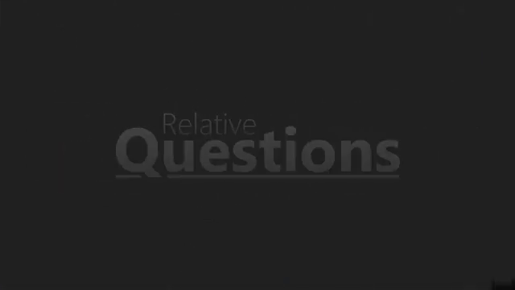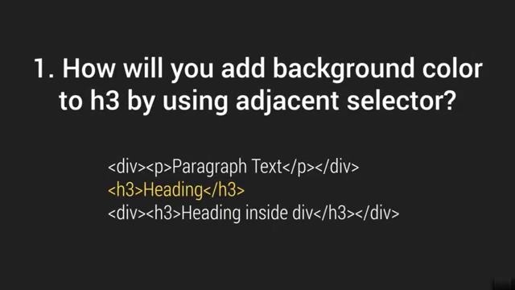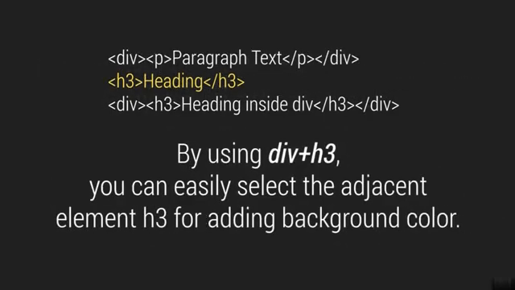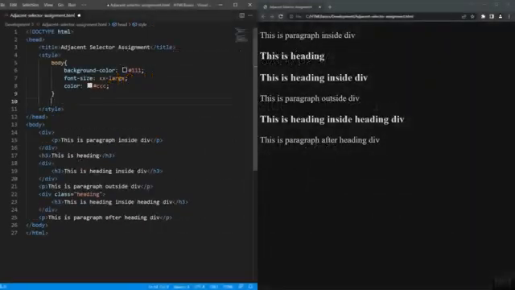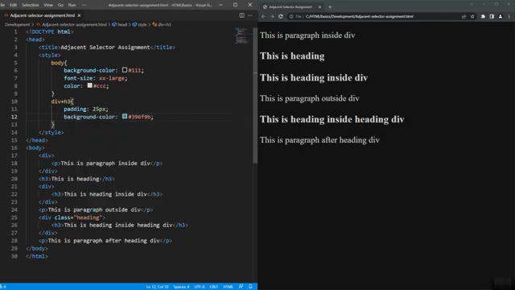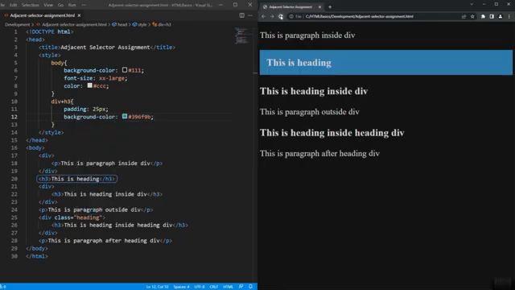Now let's talk about a relative question, which is an assignment. How will you add background color to H3 by using the adjacent selector? So if you have to get the answer to this, the code will be div plus H3, that is for the adjacent selector. So you can easily select the adjacent element H3 for adding background color. Let's try this practically. So here we have the div plus H3. Let me set the background color and you can see that it is applied.